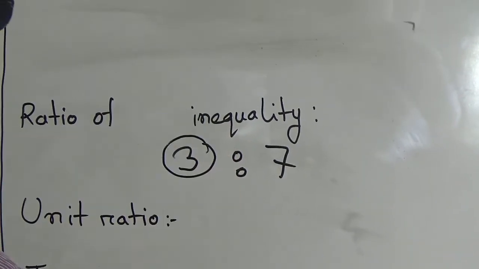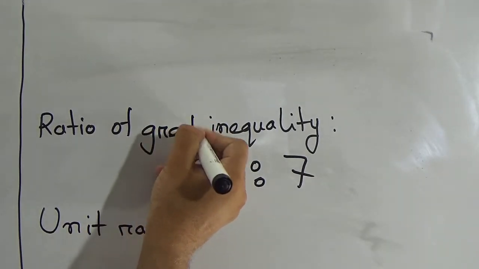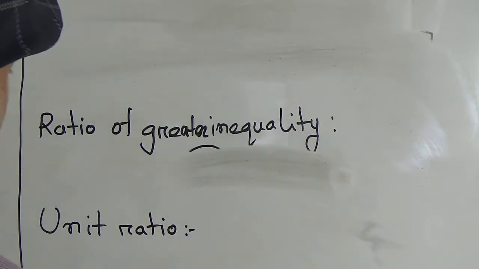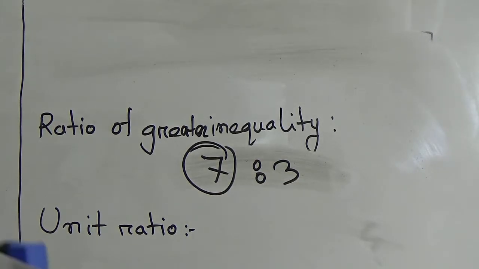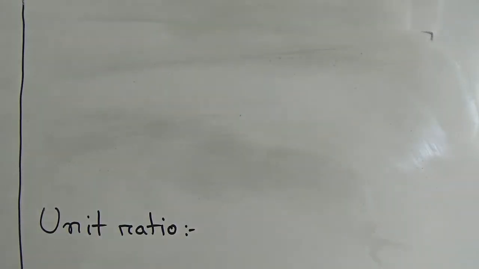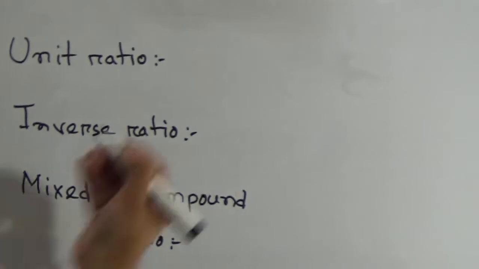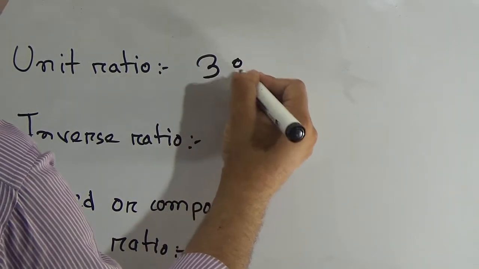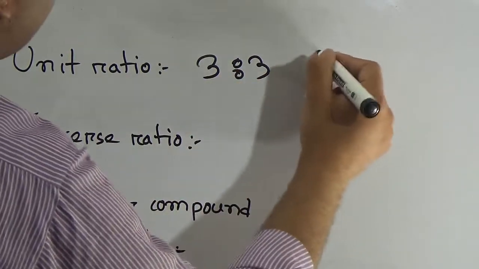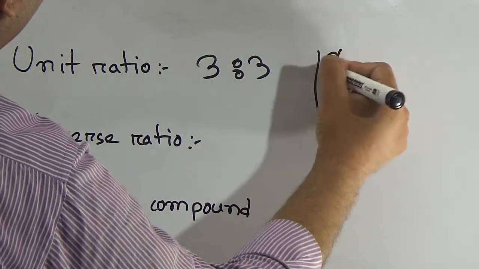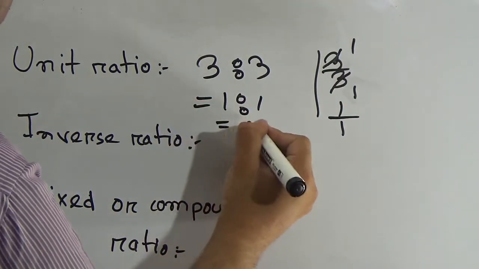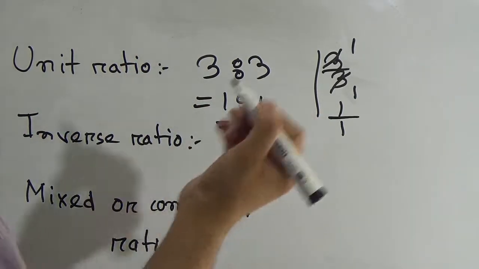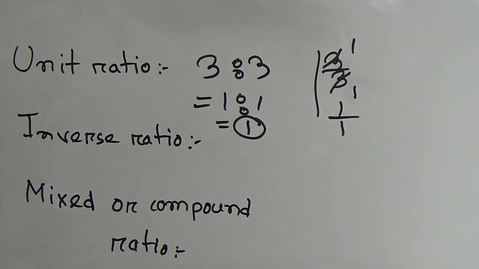Similarly, if we write the ratio of greater inequality, then it will be 7:3, and 7 is the greater, so it is the ratio of greater inequality. Now the next one is unit ratio. We know that ratio means such kind of fraction. So if we write 3:3, that means 3/3, and after making the lowest term it will be 1/1. So it will be 1:1, that means 1. So unit ratio means the ultimate value of the 2 elements will be 1.